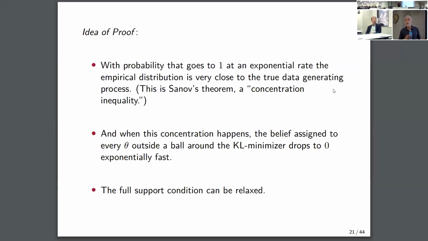Without the details, here's a high level summary to give you a hint of what's involved. The first thing has nothing to do with Bayesian updating. That's a fact about data. With probability going to one at an exponential rate, the empirical distribution, what actually happens, looks like the true model. That's what's called Sanov's theorem, one of these concentration inequalities about how quickly things concentrate around their theoretical values. Then what we want to show is that, conditional on this event happening in Sanov's theorem, the belief assigned to any theta outside the KL minimizers drops to zero exponentially fast. It's the same sort of idea, with more steps and more things to show.